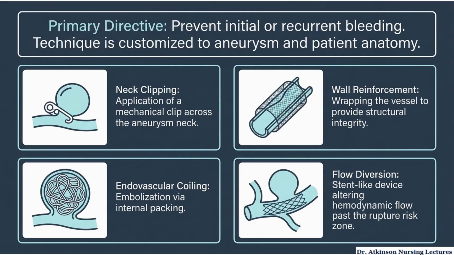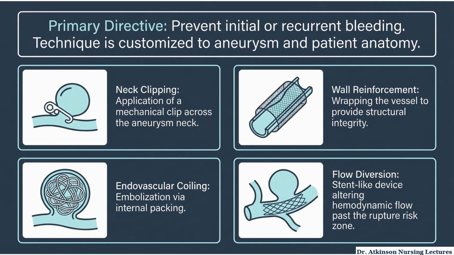Another major approach is endovascular coiling. Instead of open brain surgery, the provider threads catheters through the vascular system and packs the aneurysm with tiny coils. Those coils promote clotting inside the aneurysm and reduce rupture risk. You may also hear about flow diversion devices. These are stent-like implants that redirect blood flow away from the aneurysm, so pressure decreases over time.